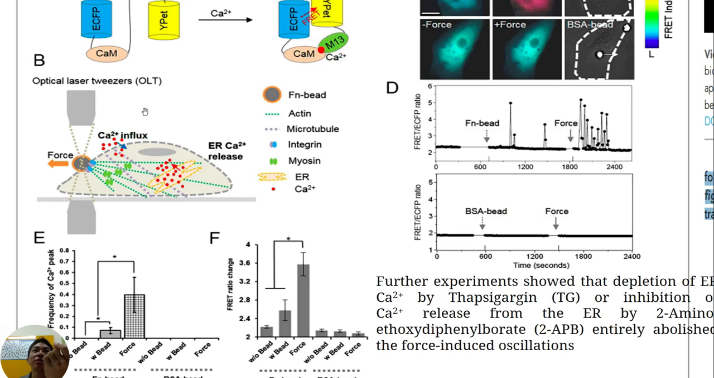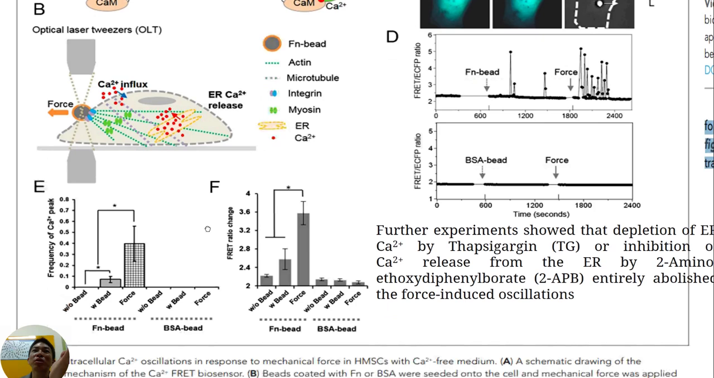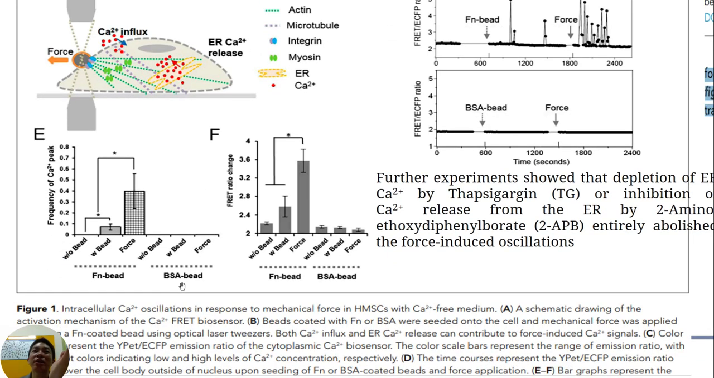And the basic concept is that they are using the optical tweezer. Optical tweezer means that optically you can detect a cell. Meanwhile, you can move the bead using your machine. And then this bead is covered by fibronectin. Why? To attach to the cell membrane. But as a control, they are using BSA.